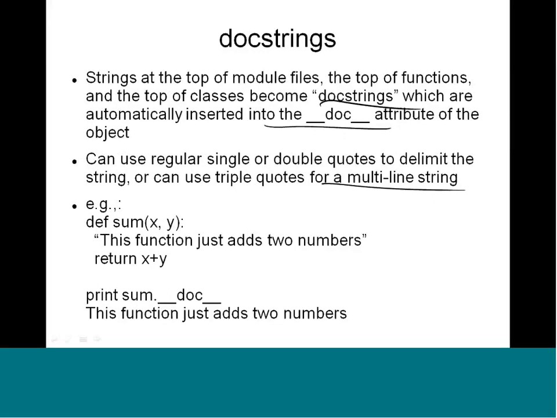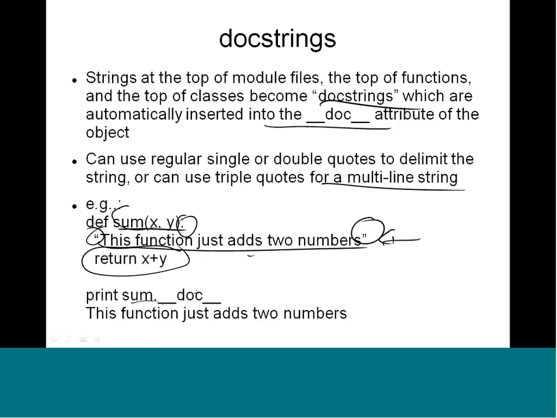Okay, so here as an example, we have a function which is basically sum xy. This we know, how to define the function with a colon. Usually we only put the statement where we just return x plus y, but in this case we will first add this string here with the quotes. This function just adds two numbers, and this becomes the doc string for this particular function.